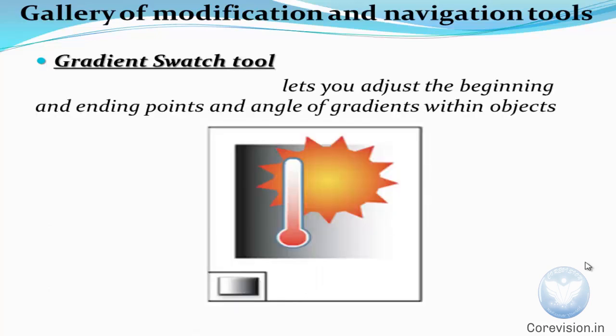Third, gradient swatch tool. It is used to adjust the beginning and ending points and angle of a gradient within objects. This is the example of the gradient swatch tool, where we can adjust the beginning and ending points and angle of a gradient within objects.